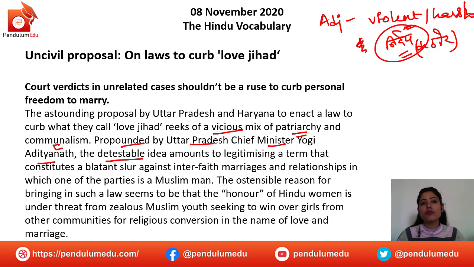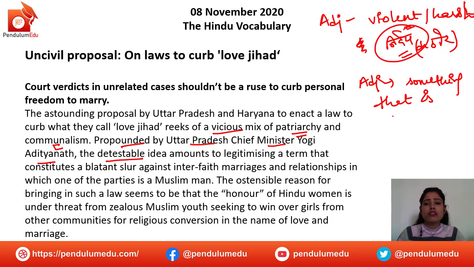Why is this idea termed to be detestable? Detestable is an adjective which means something that is definitely to be disliked. It is by nature such that you will never like it, or that will be disliked by most of the people, a majority of the people. So it is a detestable idea by Uttar Pradesh's Chief Minister Yogi Adityanath, because it was propounded by him, which means it came up from his mind.